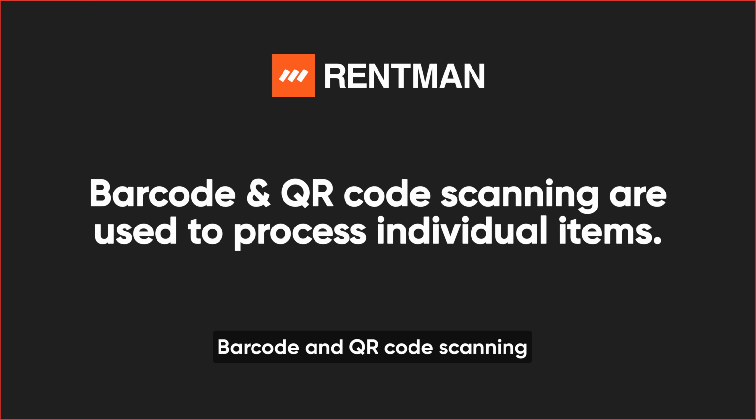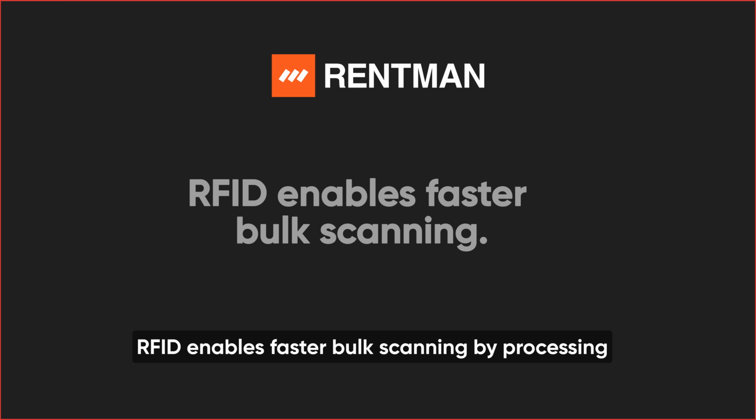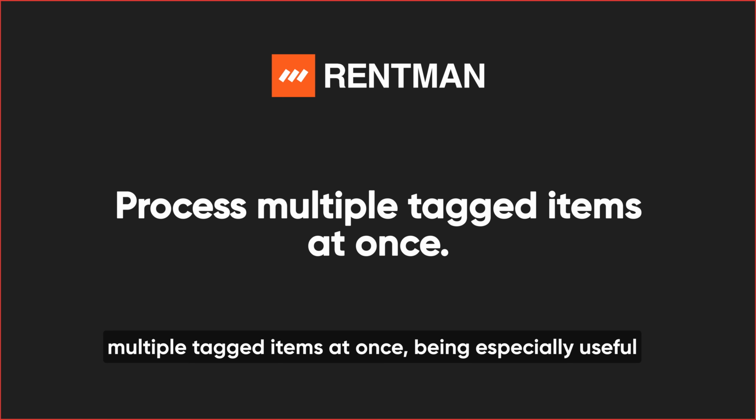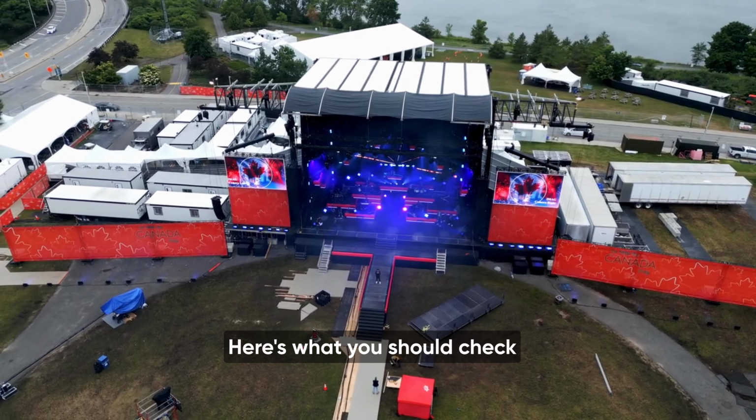Barcode and QR code scanning are typically used to process individual items during preparation, dispatch, and returns. RFID enables faster bulk scanning by processing multiple tagged items at once, being especially useful for larger inventories or high-volume workflows. Here's what you should check.